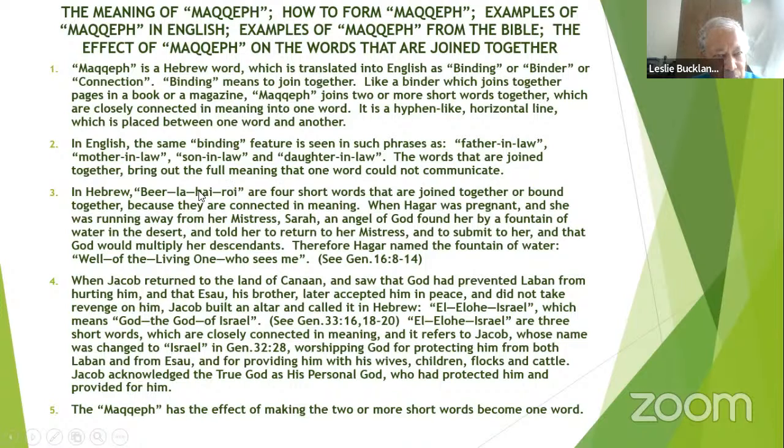So each of these has lost their accent because they have been joined together to make one word. The same is true with this joining together. El is joined together by this horizontal line called Maketh to Elohe. And Elohe is joined together to Israel by another horizontal line, which is also the Maketh. And this is El Elohe Israel that becomes one word. Originally, each word by itself would have an accent.